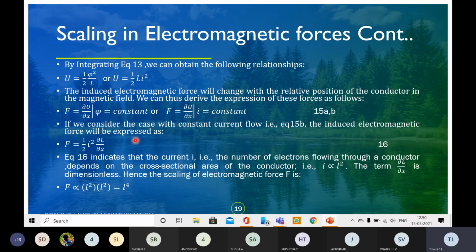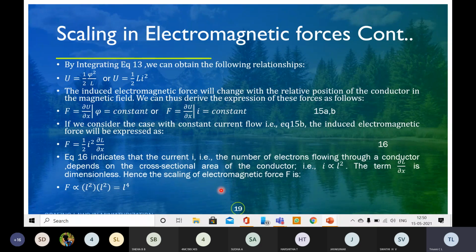So when you take the 16th equation here, the current I, which will depend upon what? It will depend upon the area of the conductor here. So I is directly proportional to L square. And dou L by dou x is a dimensionless value, so we'll not take that one.